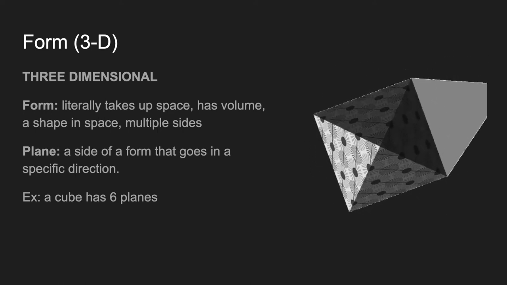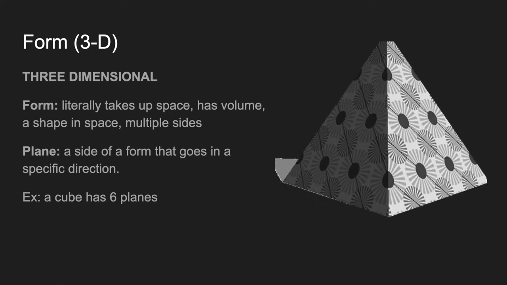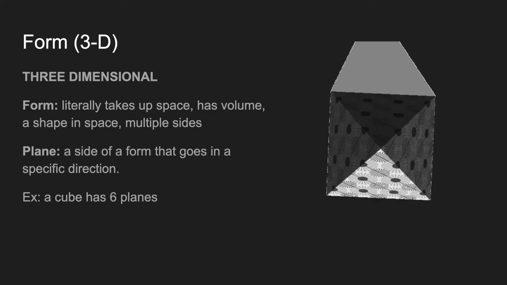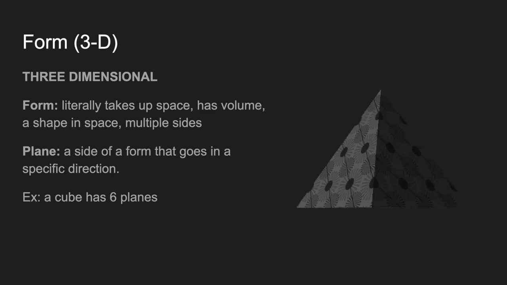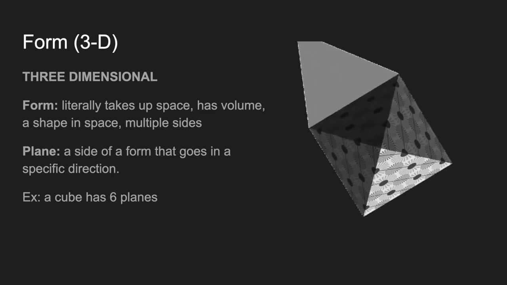And another example would be a cube. So a cube is a 3D square, and it has six planes. So it has four sides and a top and a bottom side.